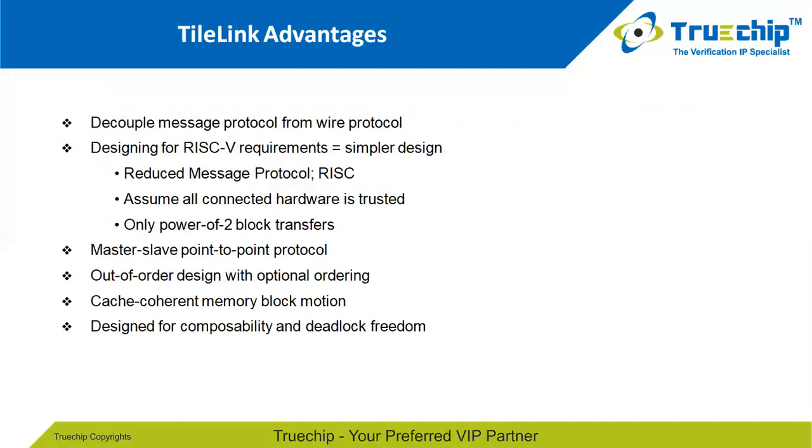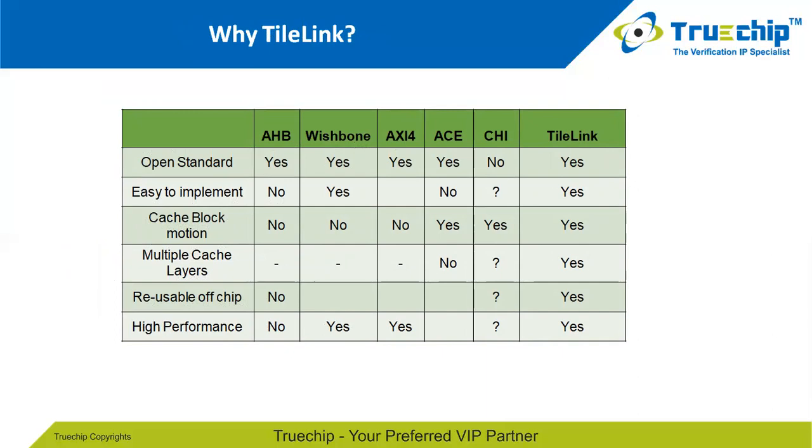Now a question arises: why should we go with TileLink, as many other bus protocols are still present? As you can see in this table, there are a few features that distinguish TileLink from other protocols like AHB, AXI, ACE, CHI, and Wishbone. The points to distinguish are open standard, easy to implement, cache block motion, multi-cache layer, reusable off-chip, and high performance. You can see every protocol is lacking at some point, mostly lacking in cache support and ease of implementation. Some lack in performance and open standard also, but TileLink fulfills all these needs, making it a preferred protocol.